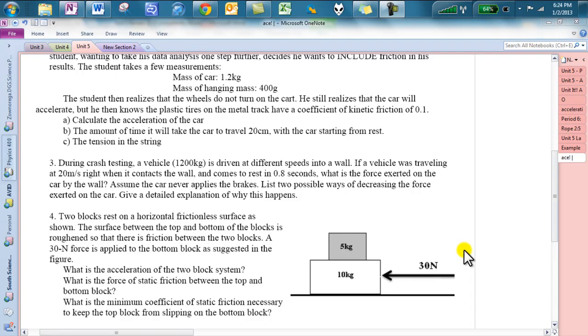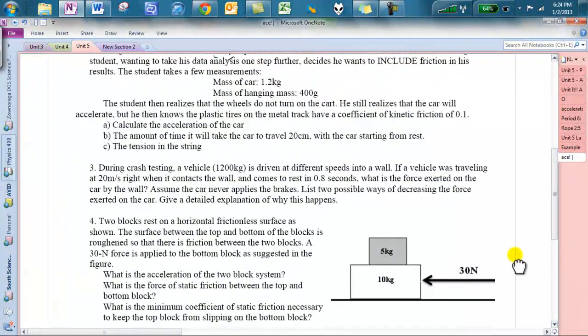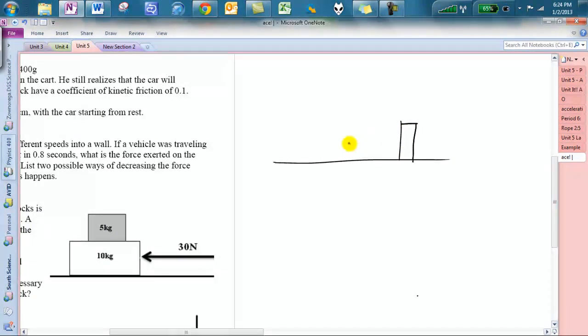All right, ladies and gentlemen, number three. In number three, you notice that there is not a picture or anything, so I'd probably draw a picture really quickly in order to get this. In this situation, I'm going to have my car moving to the right, just crashing into this wall.